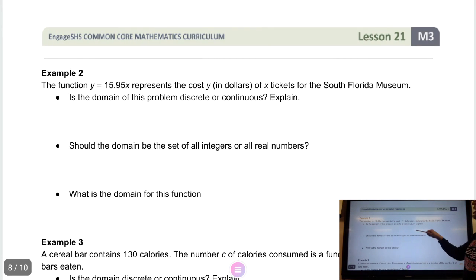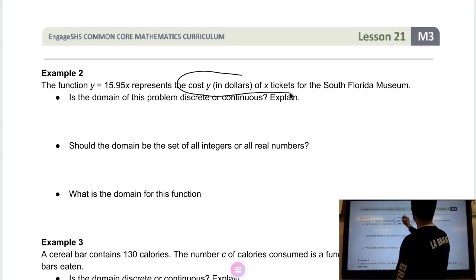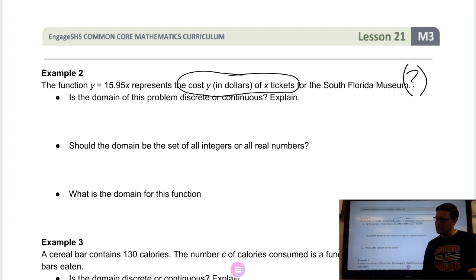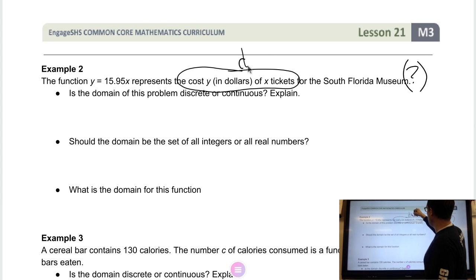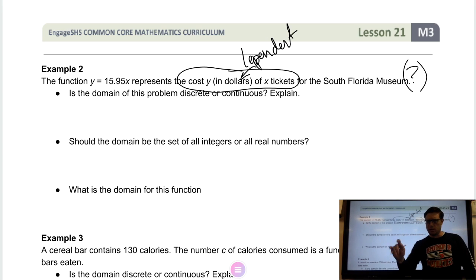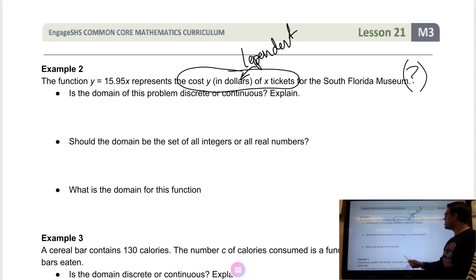The function y equals 15.95x represents the cost in dollars of x tickets for the South Florida Museum. Wonder what that's all about. Is the domain of this problem discrete or continuous? It is tickets, right? Dollars. That's usually always the dependent variable. And because dollars is dependent, that means the other thing is independent. So time is usually independent, dollars is usually dependent. So this means tickets is independent.